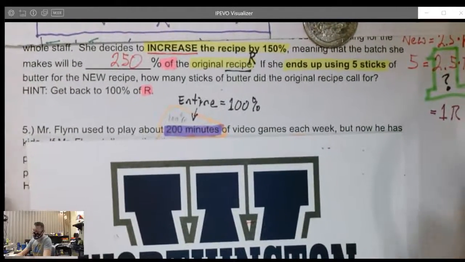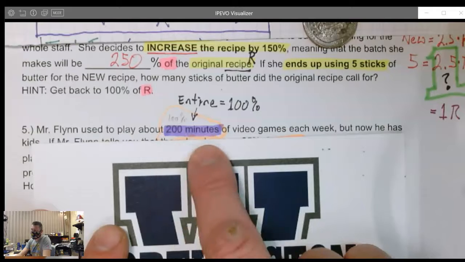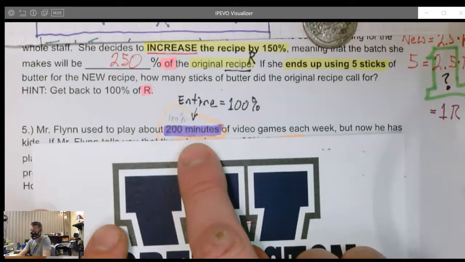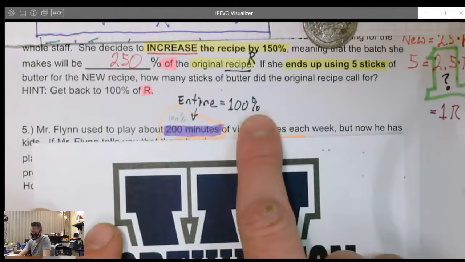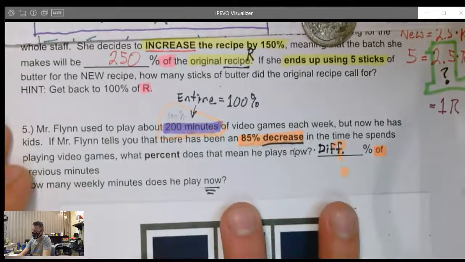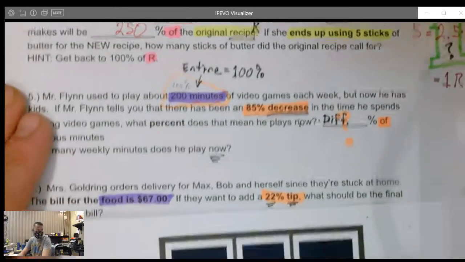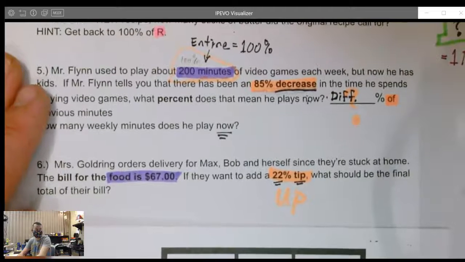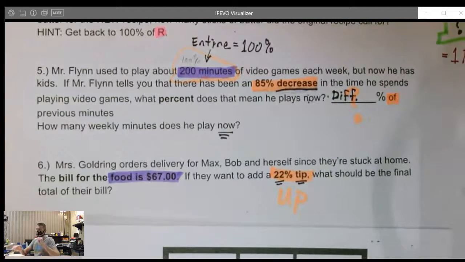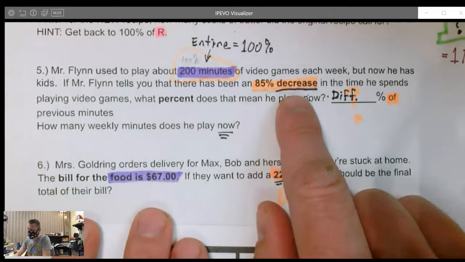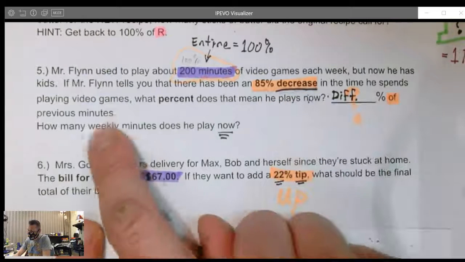milk. Again, what we start with, the entire thing, when we start, is 100%. So in this situation, Mr. Flynn, I'm actually just going to show 5 and 6, so we can just talk about both of them. In 5, Mr. Flynn used to play a lot of video games. Now he has kids. Womp womp. Because the kids take up his time, there's been an 85% decrease in the time he spends playing video games.